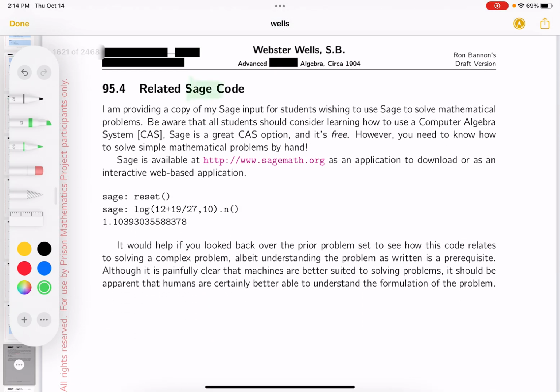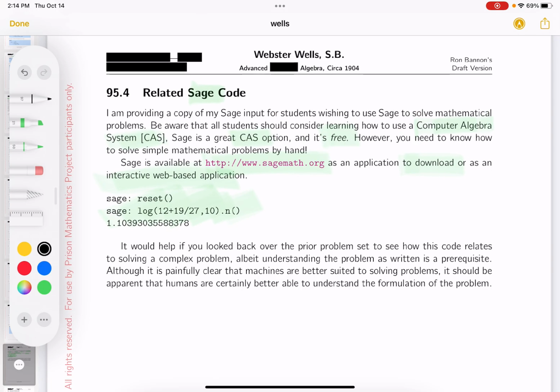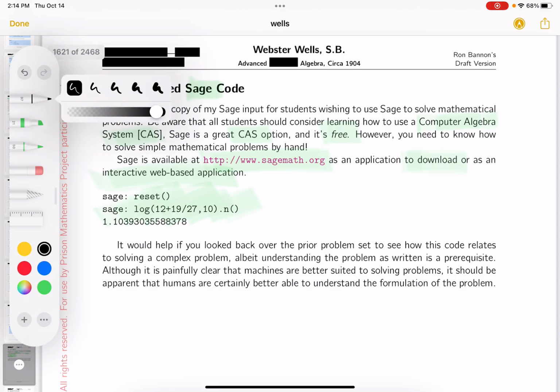Okay, get to the SAGE. What's SAGE? It's a CAS, which stands for Computer Algebra System, open source. Go to this website. You can either download it or use the interactive web application, and you might want to take a look at logs. Try to understand what's going on here. Here's the deal, though. I'm really not interested in SAGE. What I'm interested in is you being able to do some handwork. What kind of handwork are we asking you to do? What Wells is expecting of us.